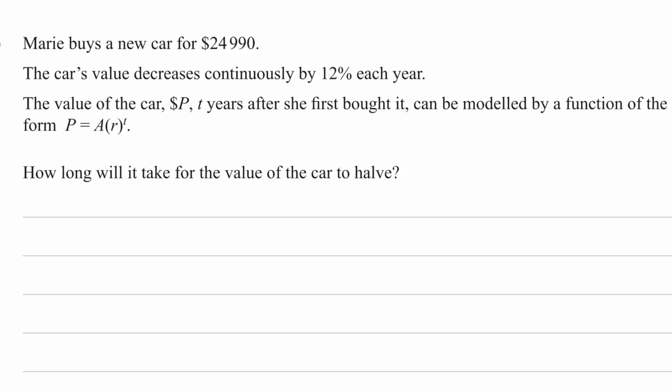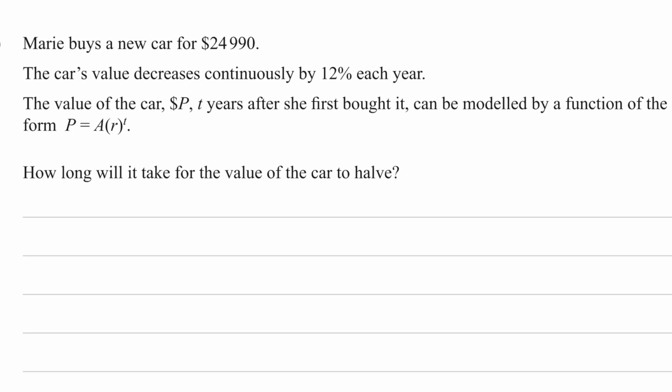Marie buys a new car for almost $25,000. Oh my goodness. That's at least like a 2020 Toyota Prius hybrid. Very nice. Sadly, when you buy a new car, the moment you drive it out of the parking lot, it loses like 5% of its value. But this is saying that each year it's going to lose 12% of its value. So it depreciates, right? The value depreciates.